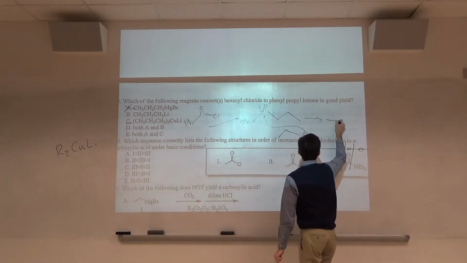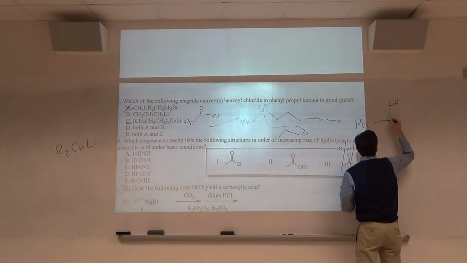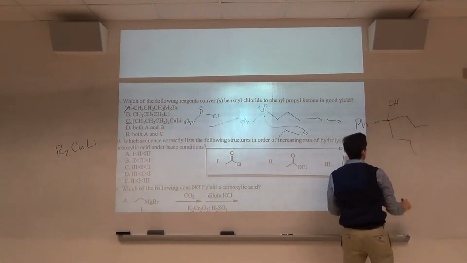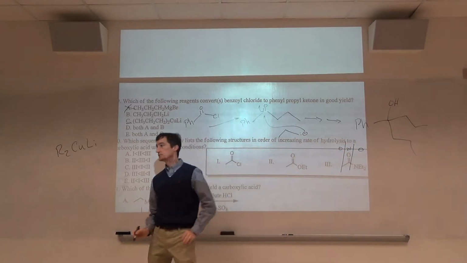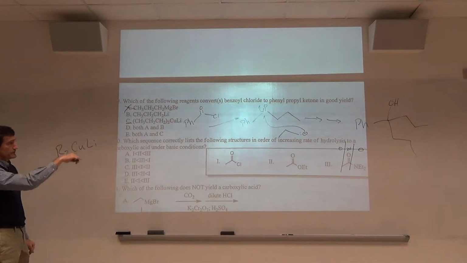And you eventually, after you get proton on there, you're going to have 2 propyls there. You're going to get that tertiary alcohol. Grignards do not stop. You will not get a good yield of the ketone.